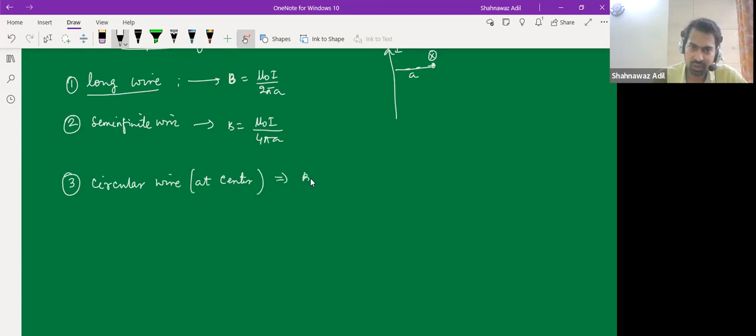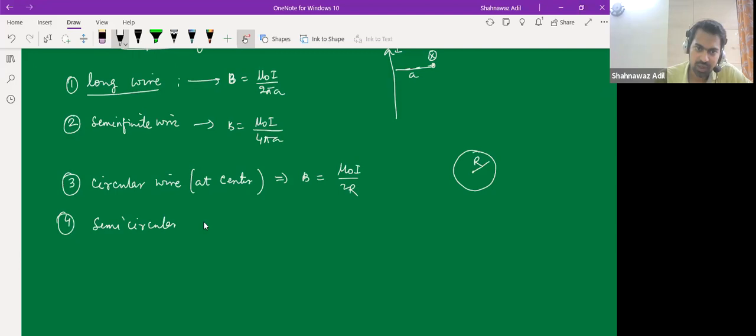Right. So this was how much? Yes, Saad and Aisha and Mariam. Mu naught I by 2R. Good. And then we calculated for the semicircular wire. So this was B, which is mu naught I by 4R. And then we calculated for different angles also, for some angle alpha. So these were the different distributions.